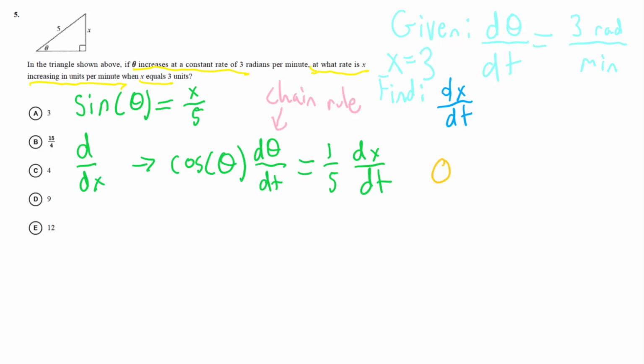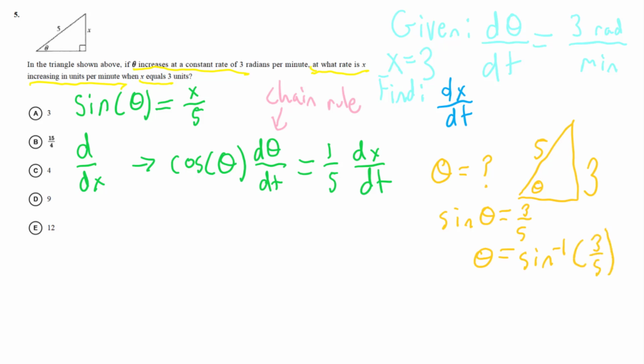We can see that we almost have all the variables needed to find dx dt, but we're missing theta. Theta can be found if we remember that they gave us x equals 3. Since they gave us x equals 3, we can set up a triangle and use the sine expression to solve it. We get sine of theta equals 3 over 5, and then theta equals arcsine of 3 over 5.